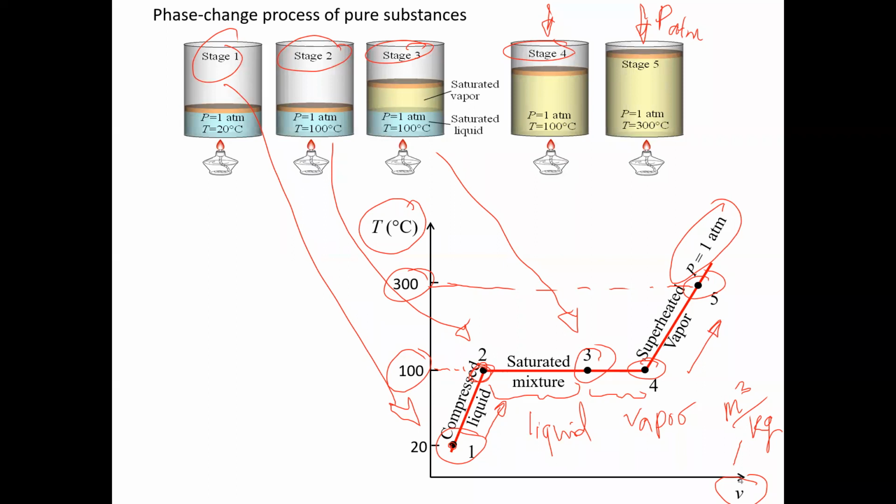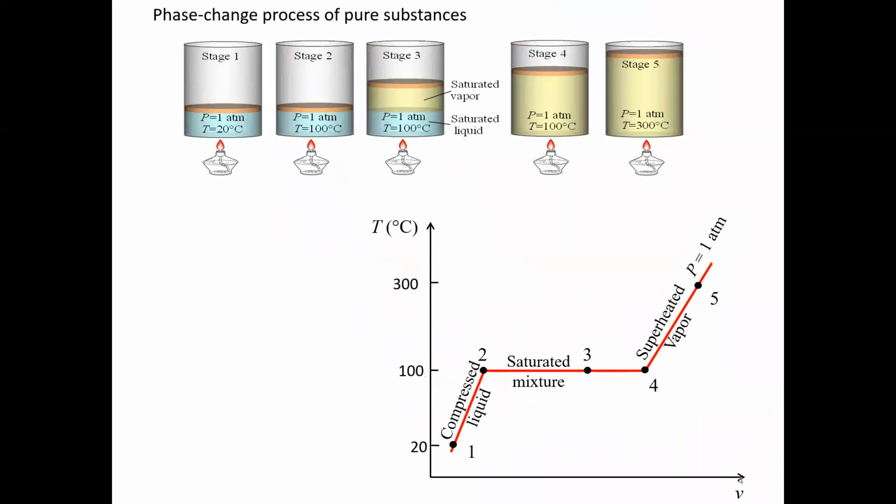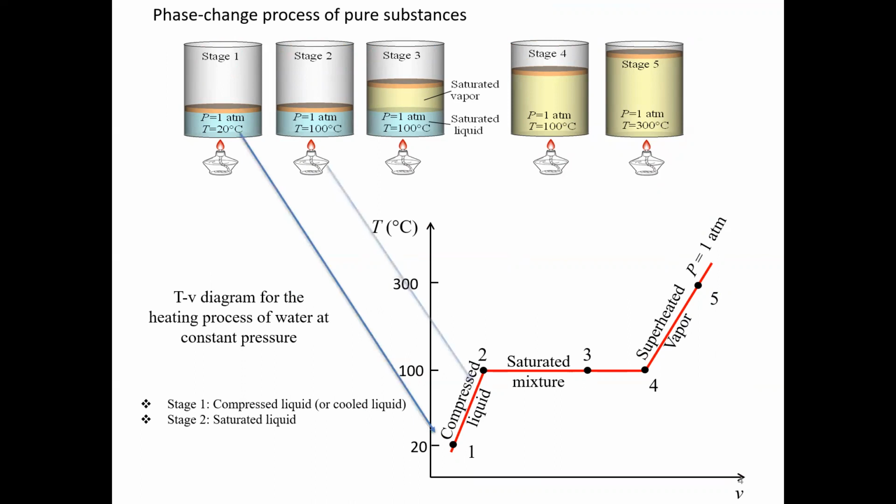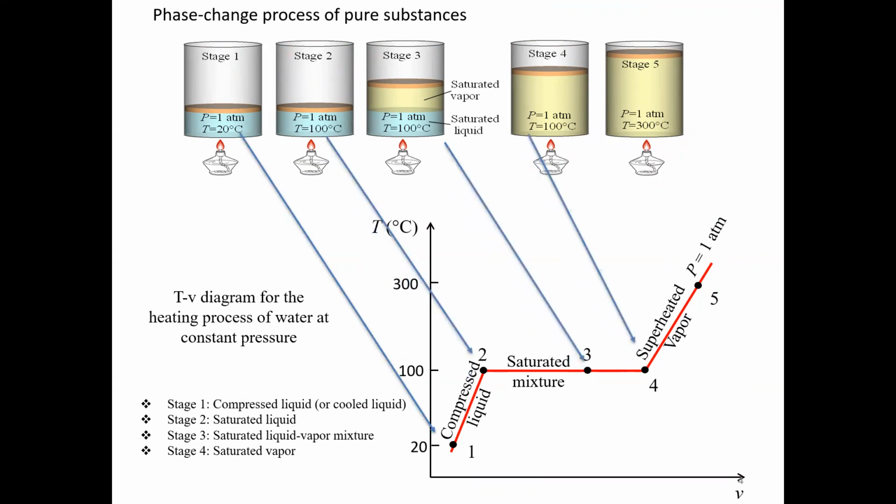Any question in this regard? Okay, so as we mentioned here, all these are the steps we followed during the heating process. And in each step we have a phase change taking place at 2, 3, and 4.